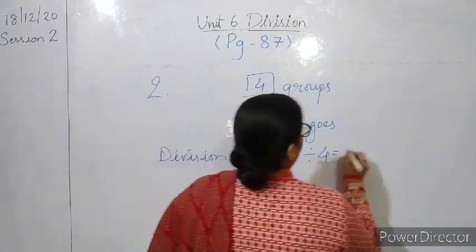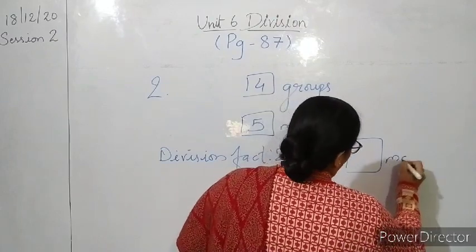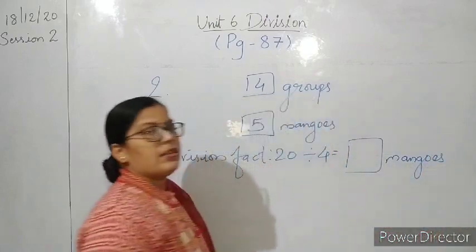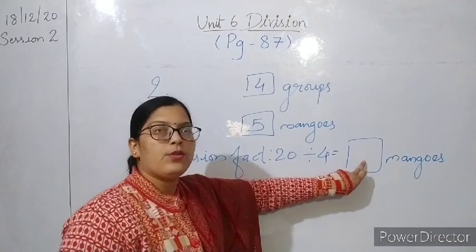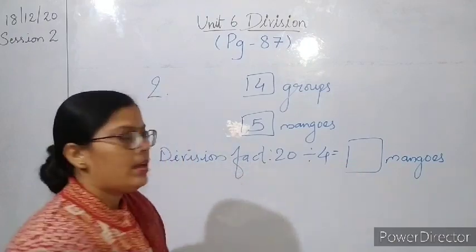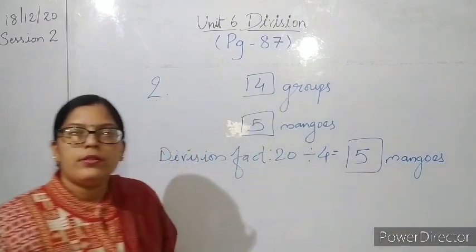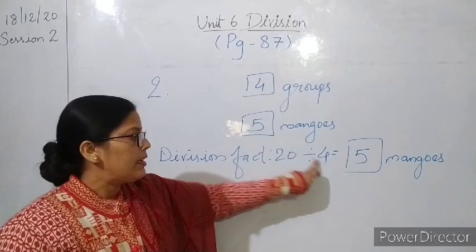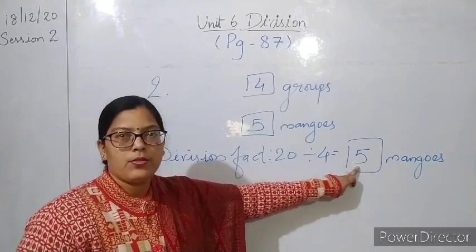Now what will be the answer? What will you write in the answer? The number of mangoes in each group. The answer you get is the number of items in each group. So how many mangoes are there in each group? 5. Okay. So 20 divided by 4 is equal to 5. 5 fours are 20. Okay. So our answer is 5 mangoes.